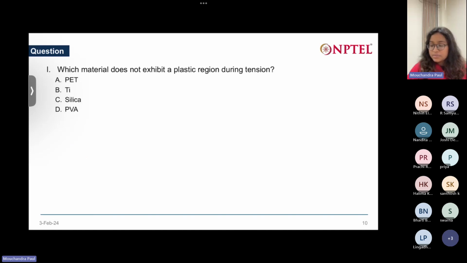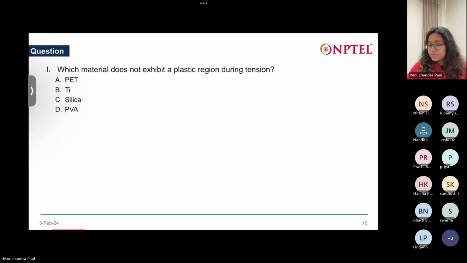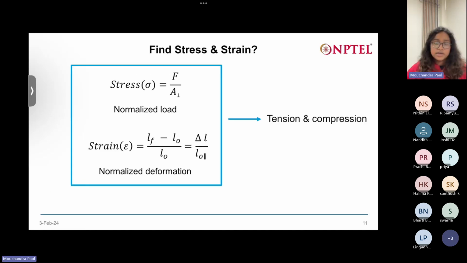Silica will behave like this particular graph. It will show a very large elastic region where the elastic modulus will be very high, but it will not yield much after the yield point. It will very soon break. The plastic region for ceramics is very small, but for polymers the plastic region is very large. Okay, silica is the correct answer.